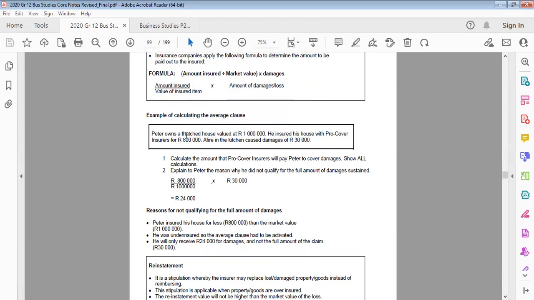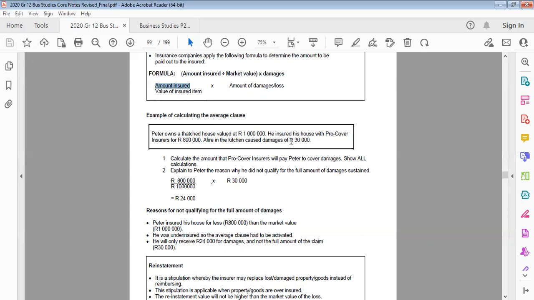Okay, so the amount insured, valued at, so this is the market value of the asset. Okay, so it's that one. And then he insured his house for Pro Cover Insurers for 800,000. That's the amount insured. So you can see that he's not fully covering the whole asset. He is only covering 800,000 rands worth of the asset, which is basically 80% if you do the calculation there. Okay, a fire in the kitchen caused damage of 30,000 rands.